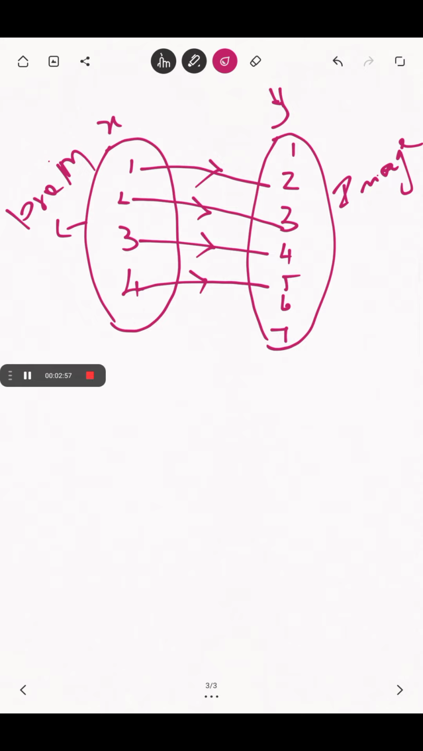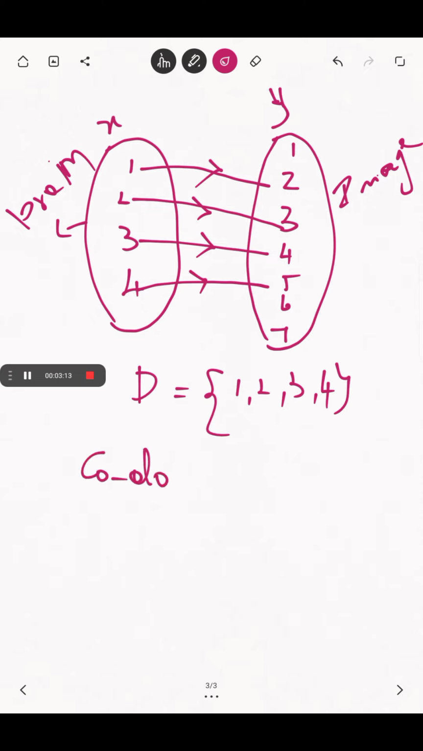Again, we need to identify what the domain is here. Domain means the values of x, that means the input. Here the values of x are 1, 2, 3, 4. Then we need to identify the codomain. What is the codomain here? The codomain is nothing but the values of y, that means the values of output.